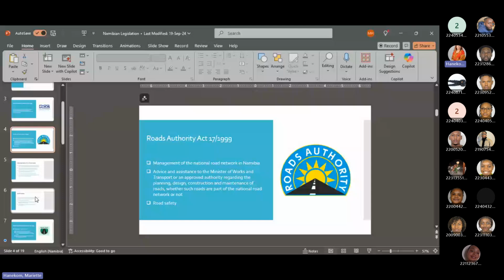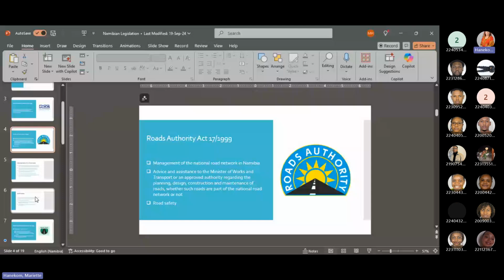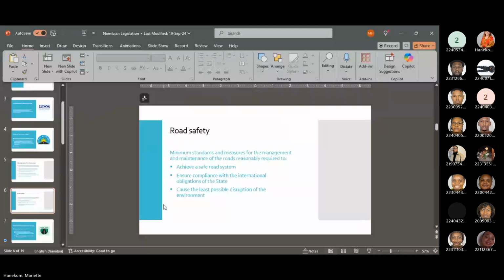And very often, I'm sure you've all seen them, we have billboards around at the side of the road, don't drink and drive, arrive alive, road safety, etc., etc. But when we're talking Roads Authority, this is not their job. This is not the aspect of road safety that they attend to.